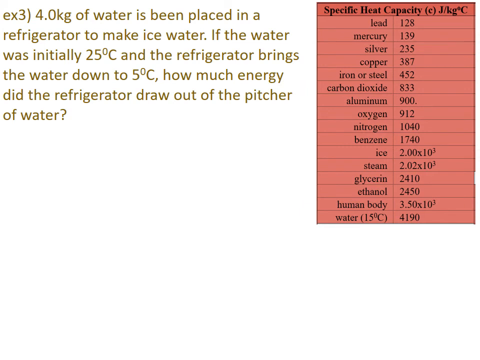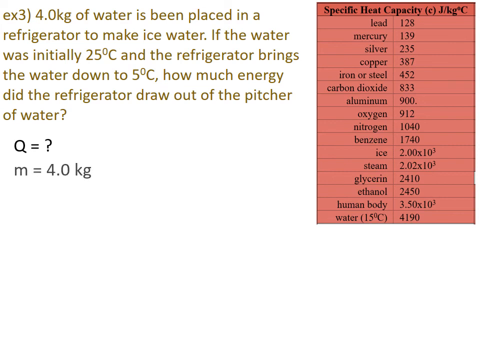Example 3. 4 kilograms of water have been placed in a refrigerator to make ice water. If the water was initially 25 degrees Celsius and the refrigerator brings the water down to 5 degrees Celsius, how much energy did the refrigerator draw out of the pitcher of water? So I'm looking for the amount of heat that has been taken out of the pitcher of water.